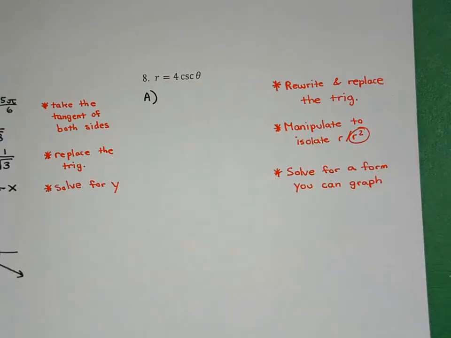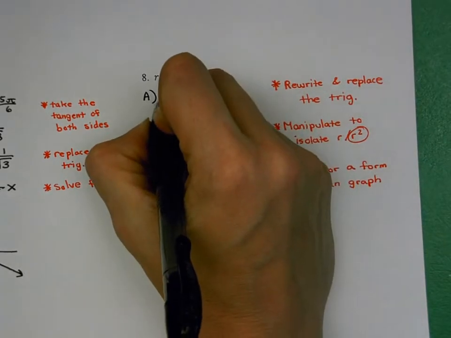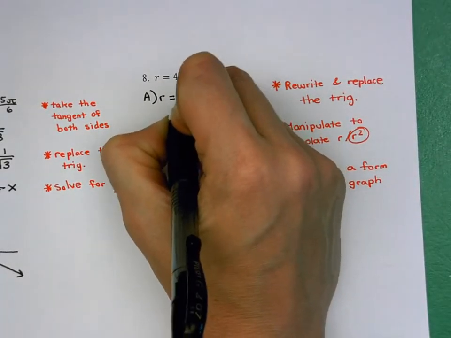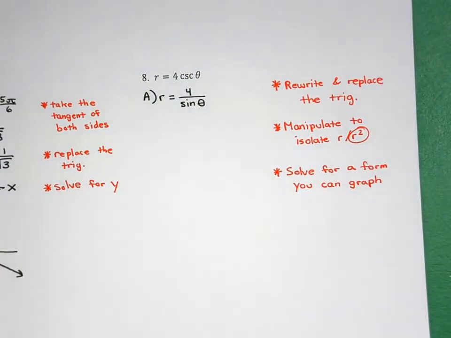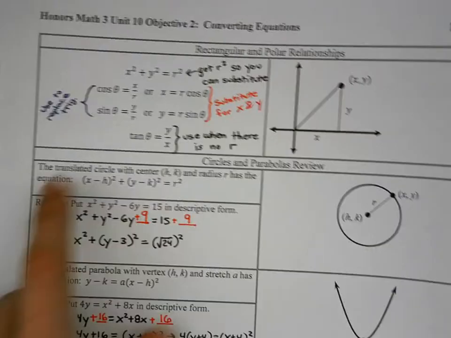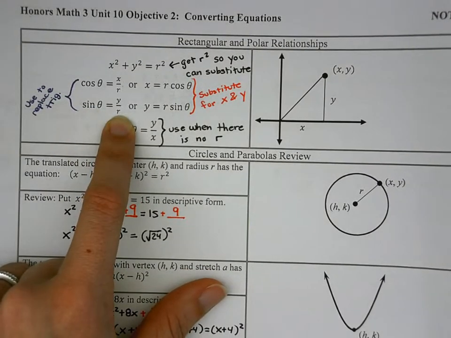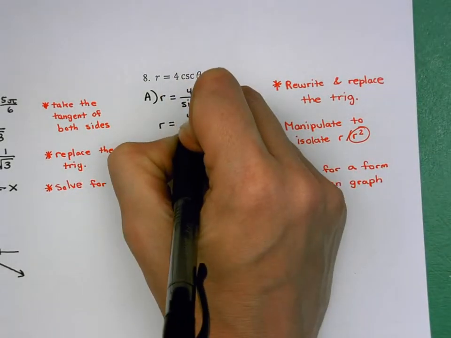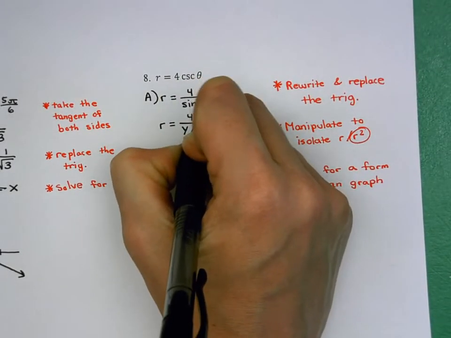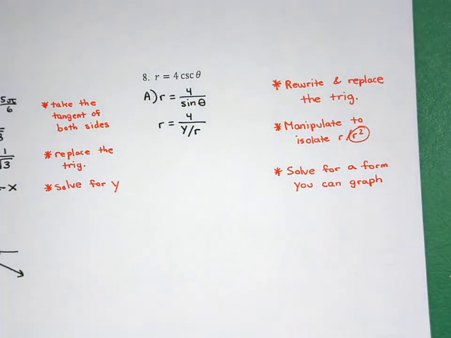rewriting and replacing the trig. Again, we're looking for sines and cosines that I can replace, and unfortunately I don't have a sine or a cosine in this one, I have a cosecant. So what could I do to get a sine or a cosine? Well, I can rewrite that cosecant. That cosecant is the same thing as 1 over sine. And so now I can replace the trig. Sine theta is y over r.